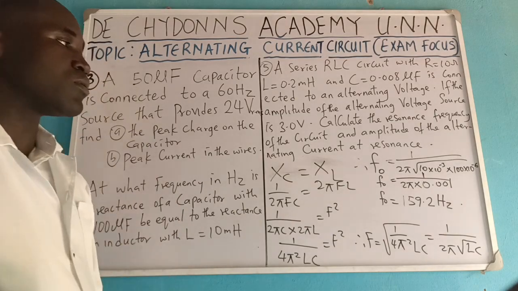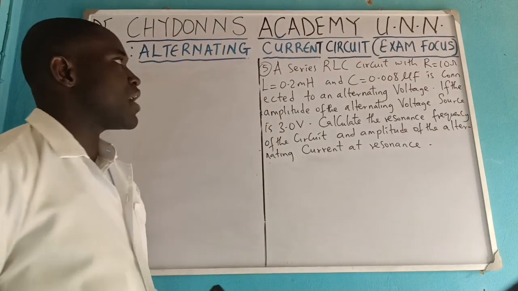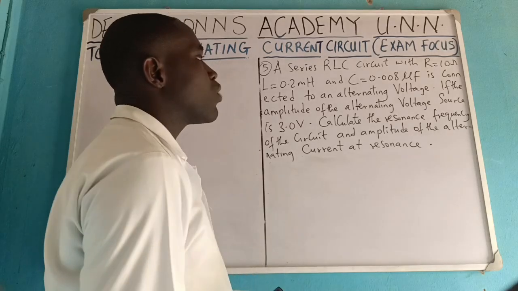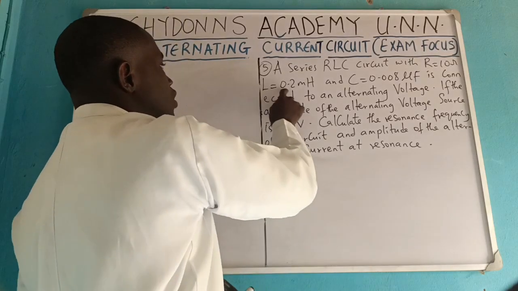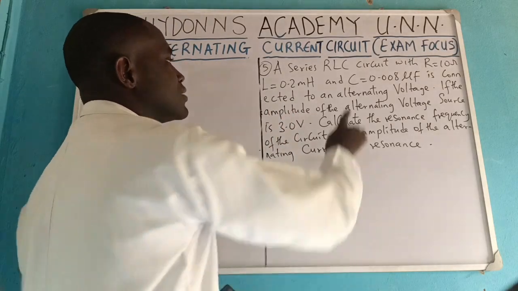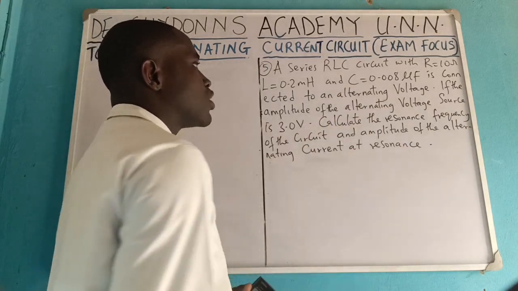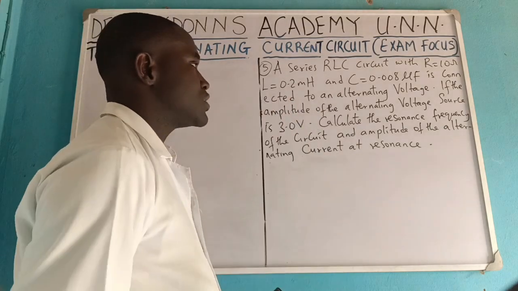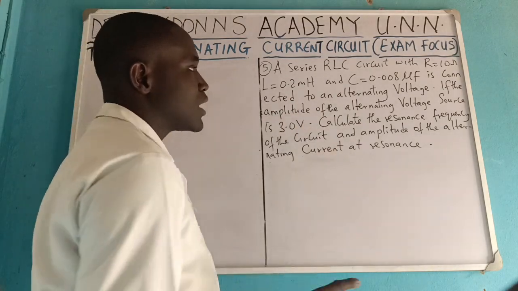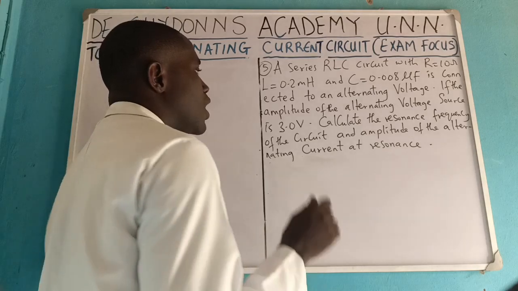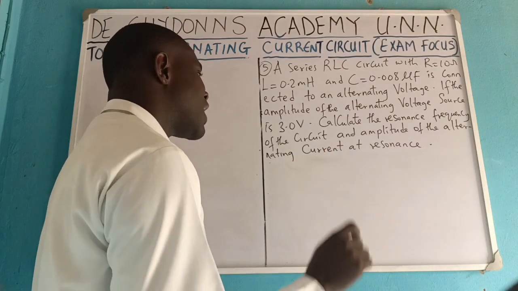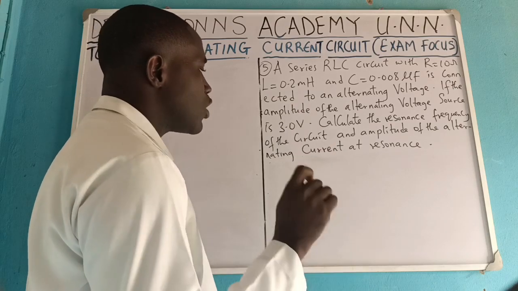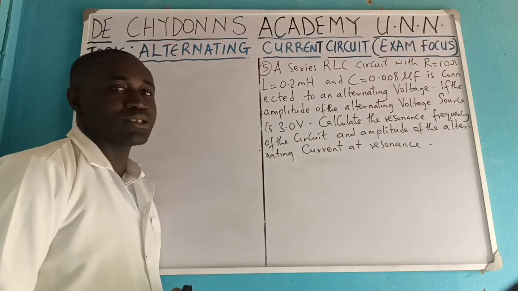Question number 4. Now let's solve question number 5. A series RLC circuit with R equal to 10 ohms, L equal to 0.2 millihenry, and C equal to 0.008 microfarad is connected to an alternating voltage. If the amplitude of the alternating voltage source is 3 volts, calculate the resonance frequency of the circuit and amplitude of the alternating current at resonance.